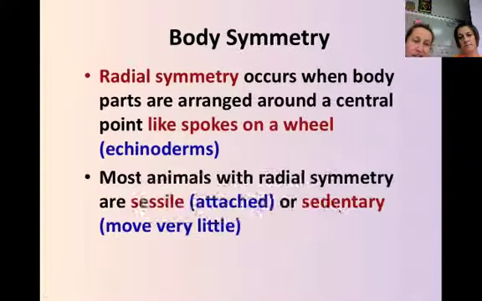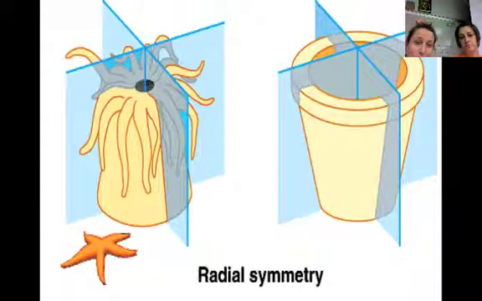The second kind was the radial symmetry, and that's when the body parts are arranged around a central point. The example they give us would be like spokes on a wheel. And the animal example that has radial symmetry is echinodermata or echinoderms. Most animals with radial symmetry are going to be sessile or sedentary. Sessile, remember, means kind of attached to their environment. Sedentary means that they don't move much at all.